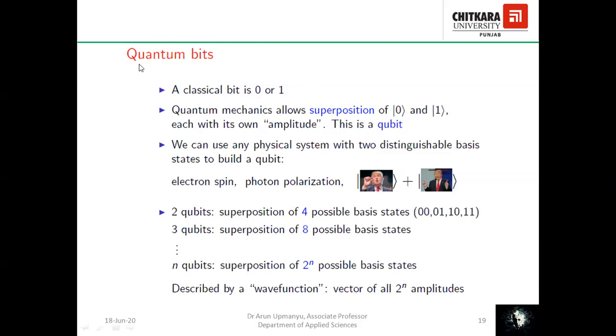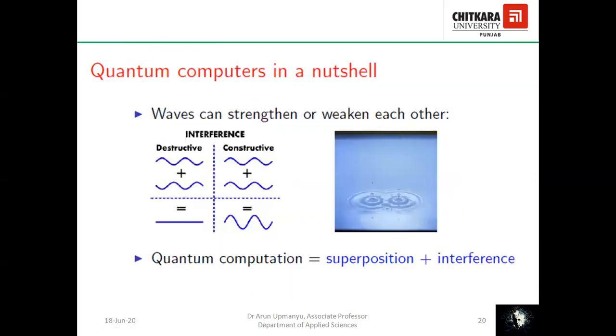So in classical computers, you use the concept of bits, but in quantum mechanics, you use the concept of the qubit. Two qubits are basically 4 states, 3 qubits are basically 8 states, and similarly n qubits give 2 to the power n states. So you can clearly understand the difference between the classical bit and the qubit. A qubit is basically a superposition of the bits, maybe in terms of amplitude, in terms of polarization, in any form. So quantum computation is basically the concept of superposition and interference.